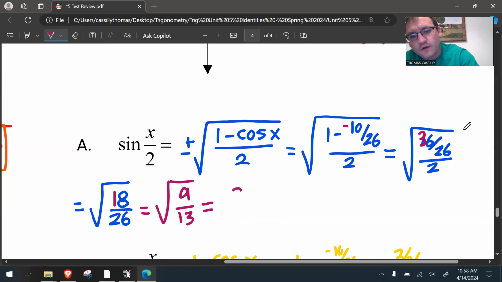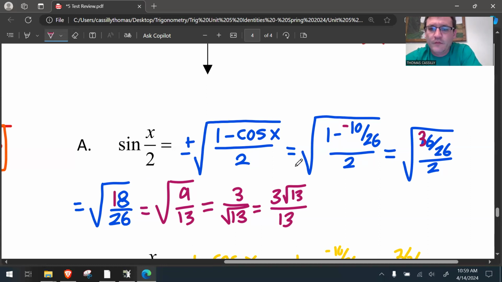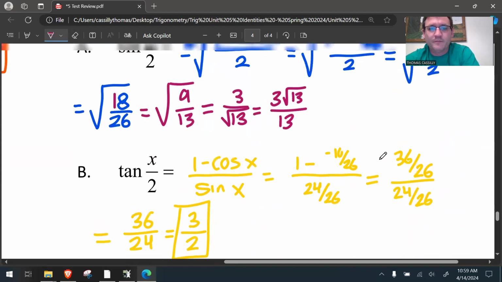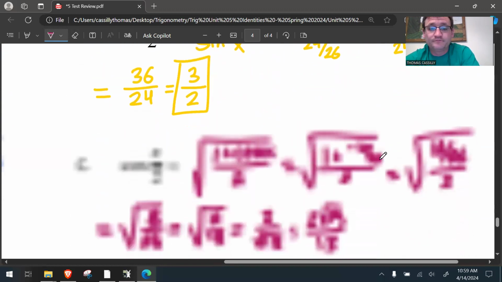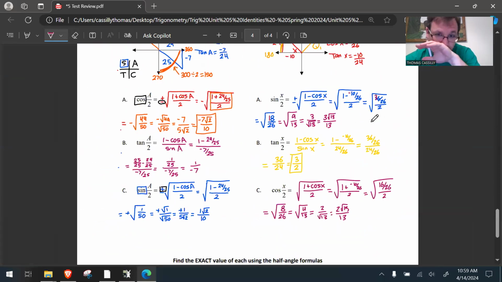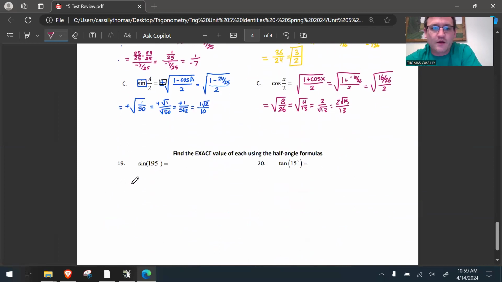Which is 3 over the square root of 13, which is 3 square root of 13 over 13. There we go. Yeah, so that is your answer for the sine of x. Sorry about that. But that should be good now. All right, so that is the first two. All right, let's just finish off.